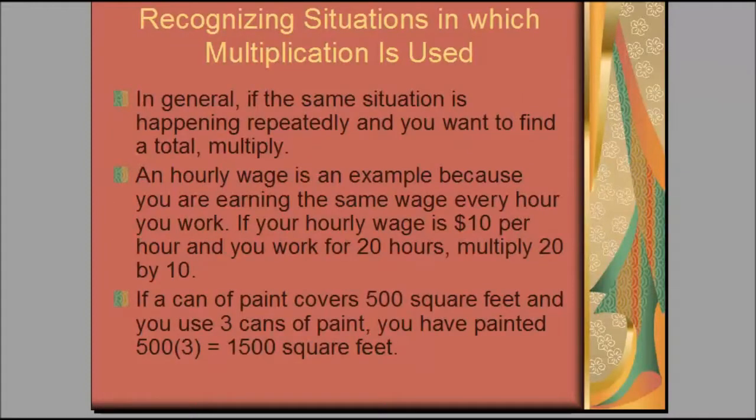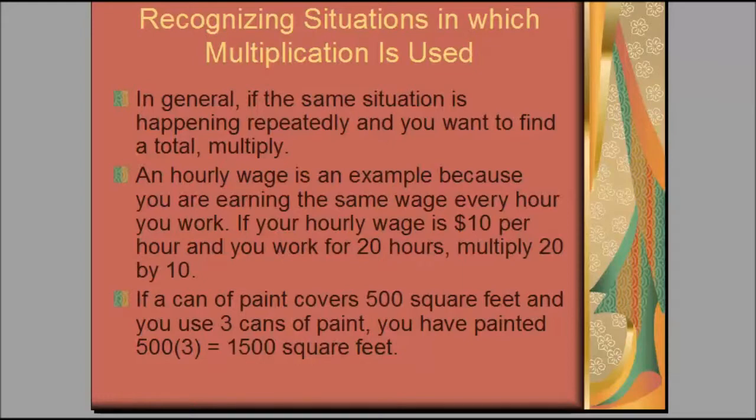Recognize situations in which multiplication is used. In general, if the same thing or situation is happening repeatedly and you want to find a total, multiply. For example, if you're working for $10 an hour, you're doing that same thing over and over again. Each hour you're working for $10. Therefore, if you want to find your total wages, you would multiply your wage per hour times the number of hours, and that's 10 times 20, for example, is 200.